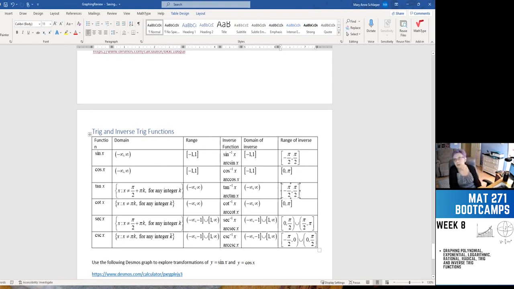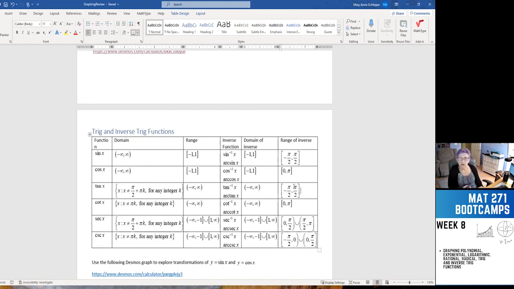For arc cosine, it's always 0 to pi. And sine and tangent are buddies. Their inverse functions have the same ranges. Cosine and cotangent are buddies. Their ranges are the same. They go from 0 to pi. And that's because for sine, you get all of the outputs of sine on the right side of the unit circle, and you get all of the outputs of cosine on the top of the unit circle. That's why we use those for the range of the inverse.